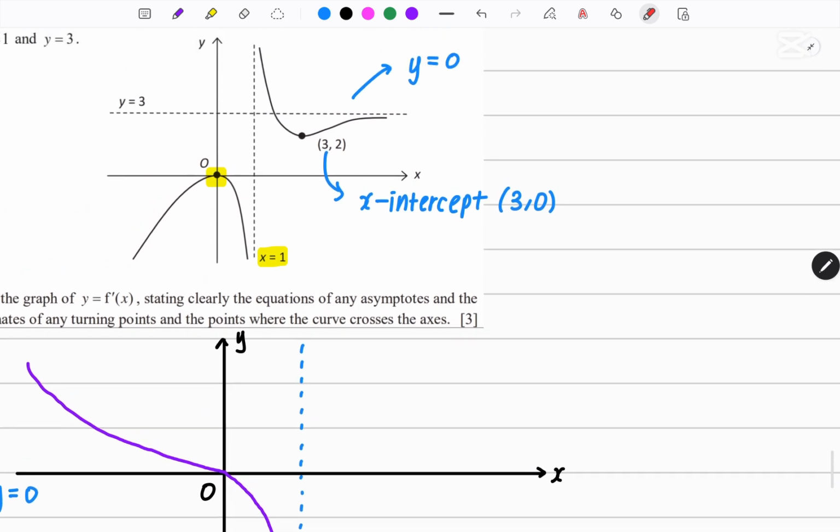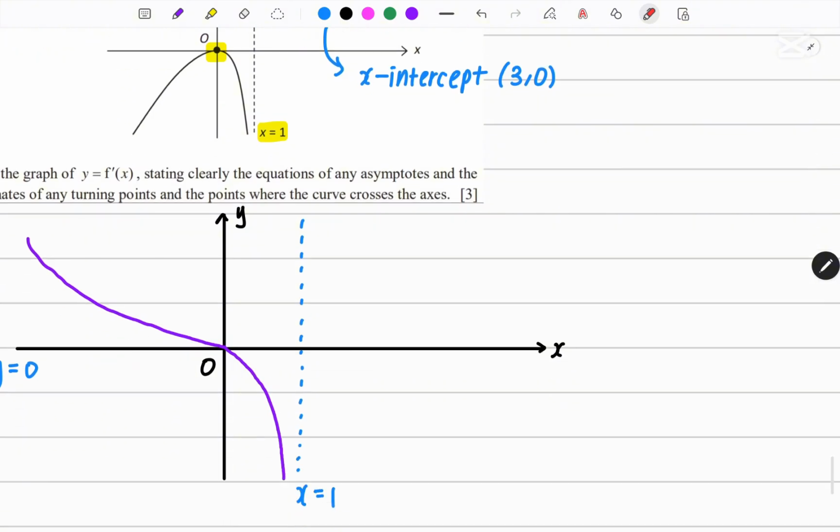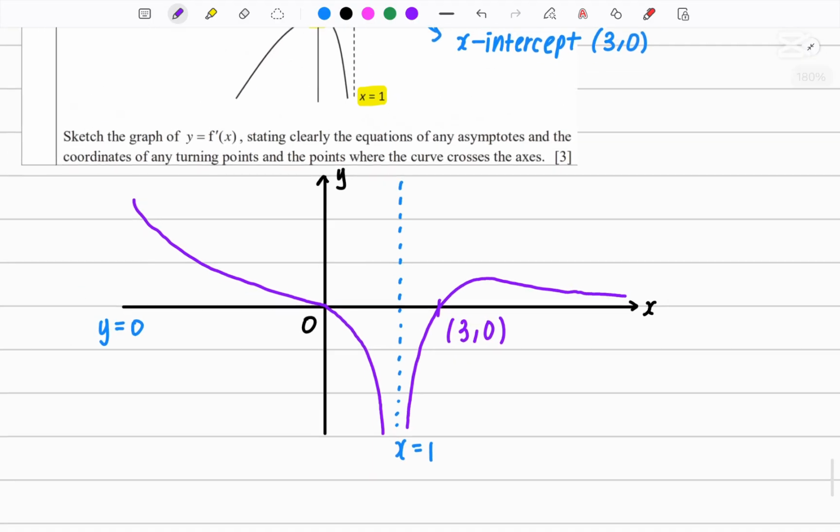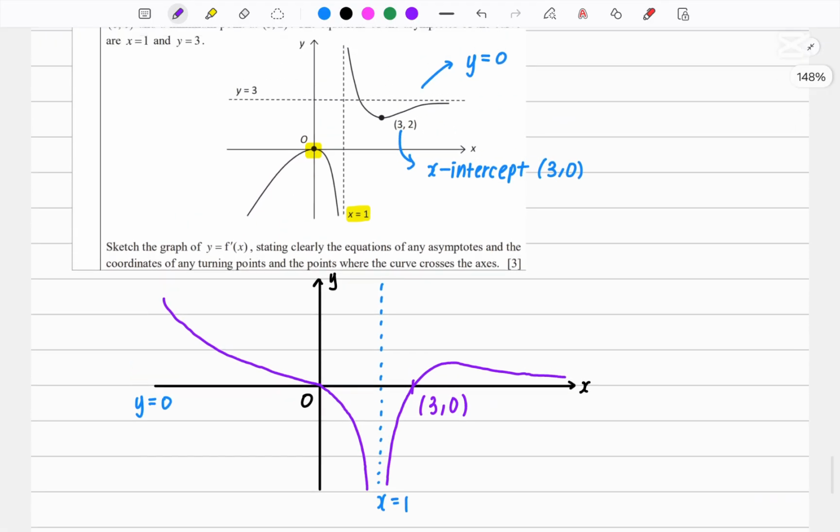Okay, then let's discuss the last part of the graph. The last part of the graph actually increases and tapers off to the horizontal asymptote. So since it increases in that interval, that means after it is below the x-axis, it will stay above the x-axis, and it will taper off to our new horizontal asymptote of y equals 0. Okay, so roughly our graph will look like this. Then it will taper off to my y equals 0. So this point here will be (3, 0). This will be my completed graph for y equals f prime of x.